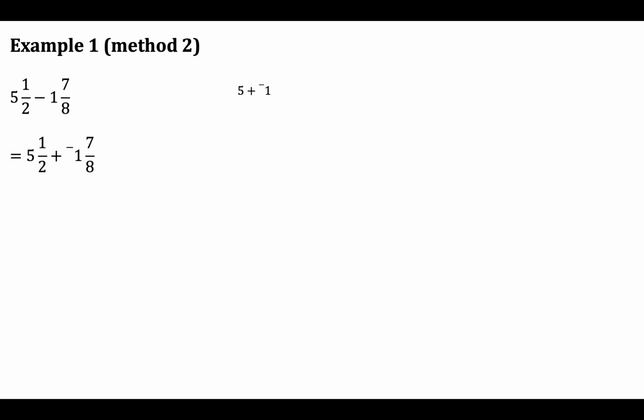So 5 plus negative 1 is 4. And a half plus negative 7/8, well, we need same denominators here. So that's the same as 4/8 plus negative 7/8, which altogether gives us negative 3/8. So back to the question in hand, we can express that as 4 add negative 3/8.